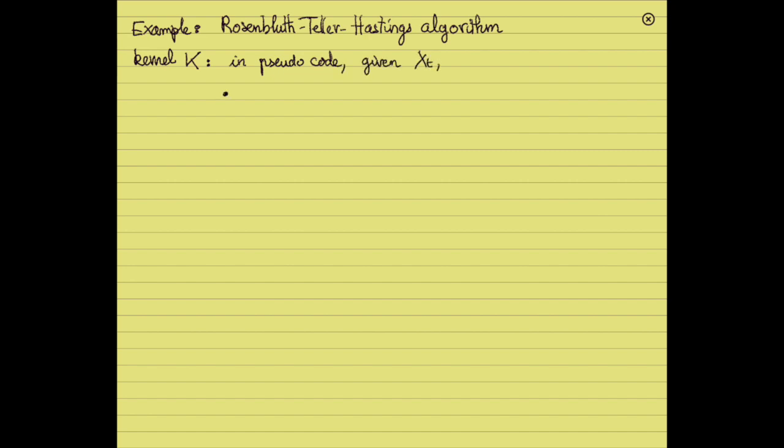So let's look at the Rosenbluth-Taylor-Hastings algorithm. I'll first recall how it works as a reminder, but this is material from chapter 1 of the course. The Markov kernel k, in terms of the associated algorithm or in pseudocode, what does it do? Well, given x_t, first we propose x star from the distribution q(x_t, ·). That's called the proposal distribution or the proposal kernel.